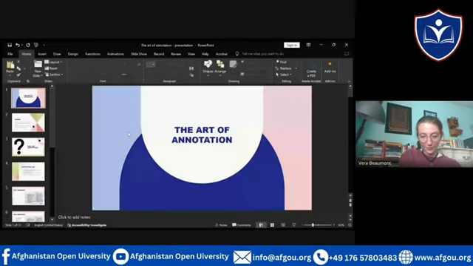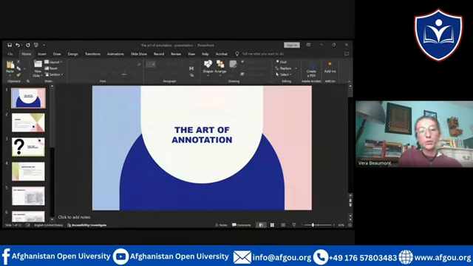Okay, so today we are working on the art of annotation. This is a helpful skill to have when we are reading, especially reading English text. It helps us stay focused. So I thought it would be important to practice and teach the art of annotation.